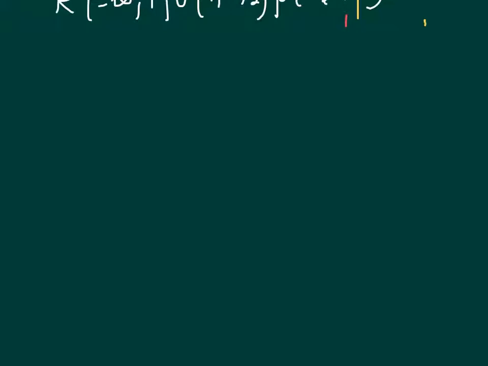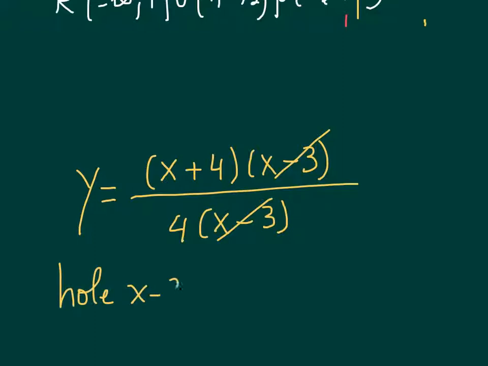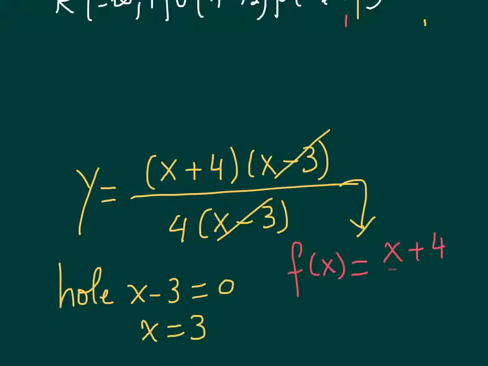Graphing this rational function, the first thing we want to do is factor the top and factor the bottom. What's the product of -12? The sum of 1. So that's going to be x plus 4, x minus 3. On the bottom, I want you to factor out the 4, and that will give us x minus 3. If you reduce this factor, you will know you have a hole at x minus 3 equal to 0, which makes it x equal to 3. However, this function will reduce to f of x is equal to x plus 4 over 4.